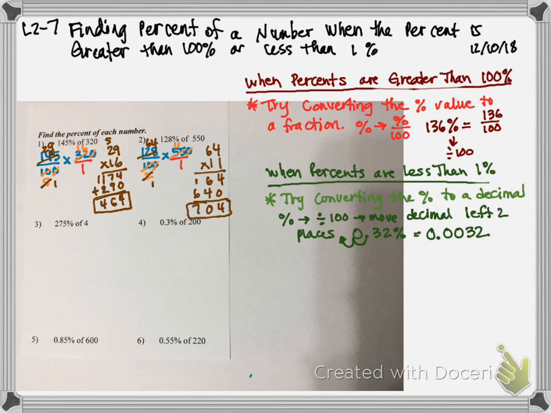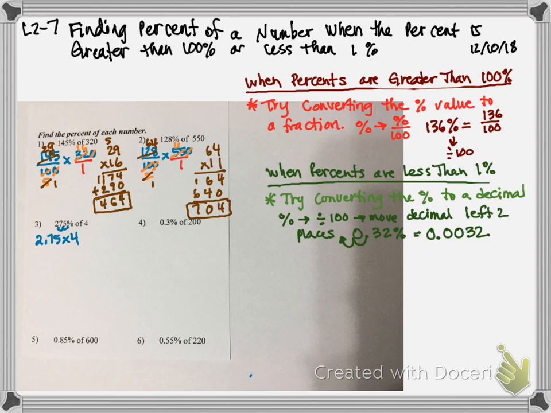Okay, so let's see how this problem would look if instead of creating a fraction, I did a decimal. So what I'm going to do is start with the decimal point in its place, which would be at the end of 275. I'm going to divide by 100, which is going to move the decimal point left 2 places. So that gives me 2.75 times 4.